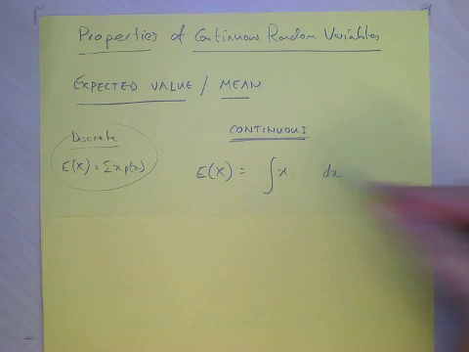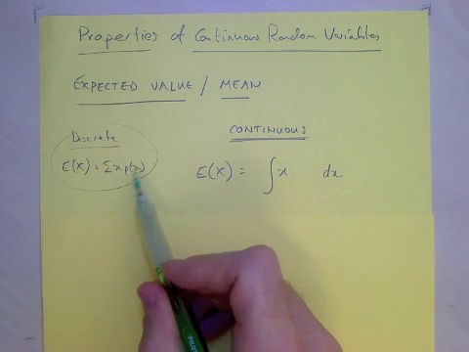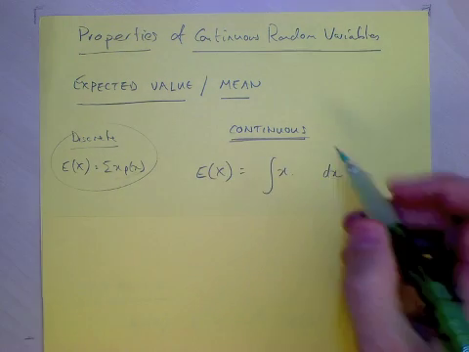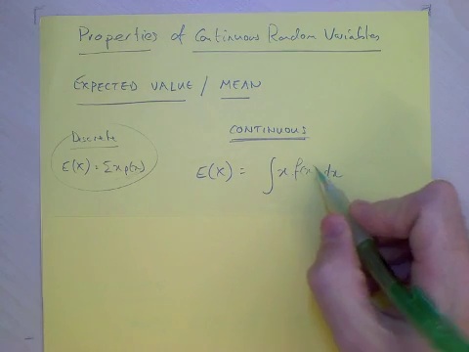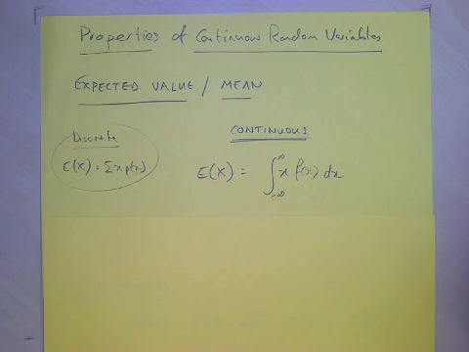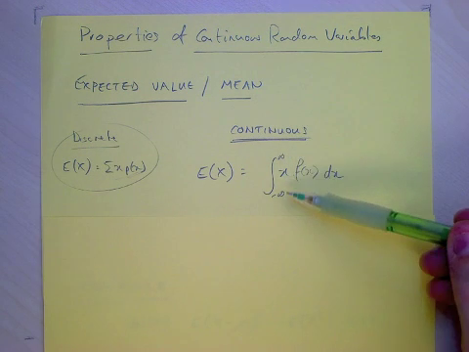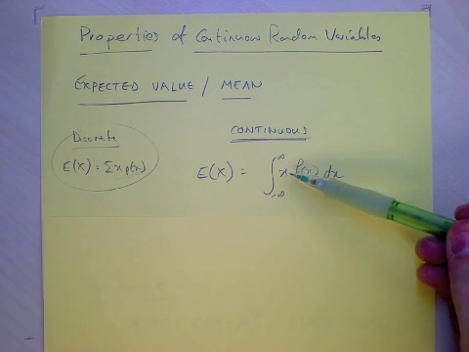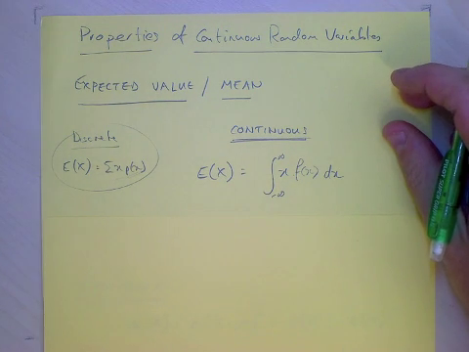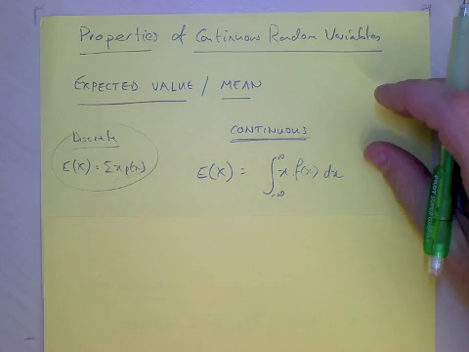I've got x. In the continuous sense, the probabilities are not defined by the probability function, they're defined by the probability density function. So the result for a continuous random variable is this: the integral between infinity and minus infinity of x times f of x. We'll see how that works in a moment or two.